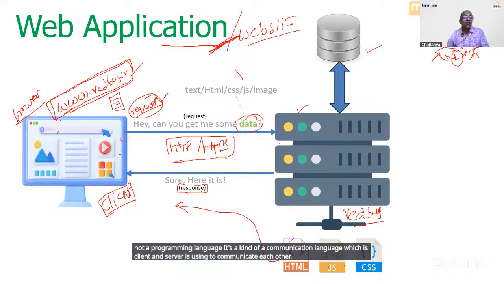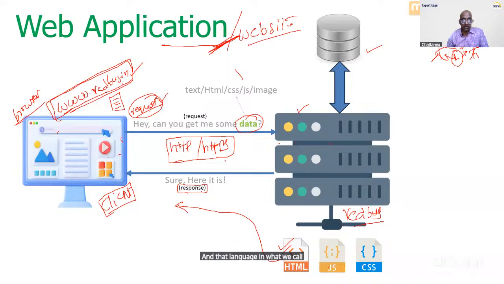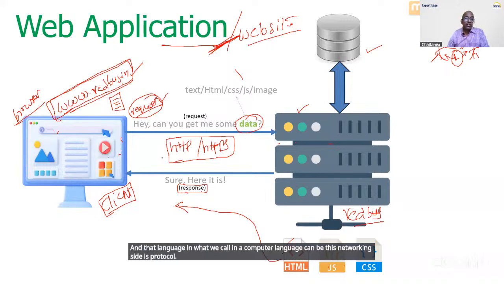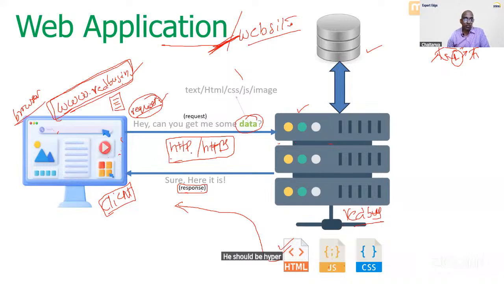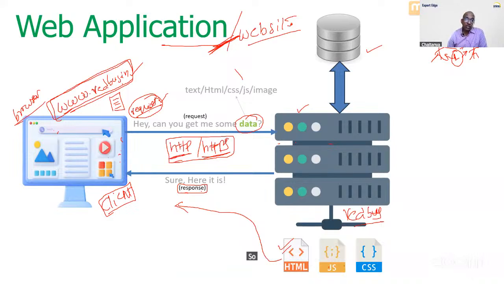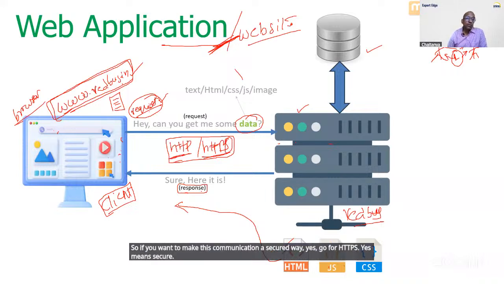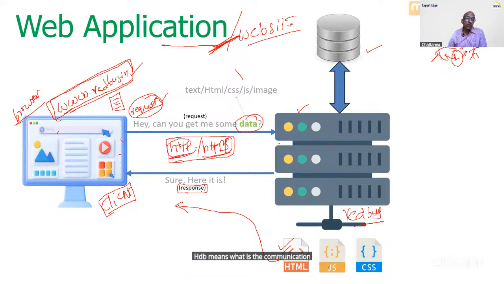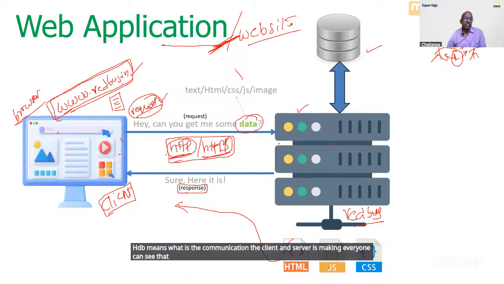And in computer networking, that language is called a protocol. HTTP, hypertext transfer protocol, is one protocol used by both client and server to communicate with each other. HTTPS is one more protocol the server and clients can use. So if you want to make this communication secure, go for HTTPS. S means secure. With HTTP, the communication between client and server is open and everyone can see it. With HTTPS, it's a secret communication.